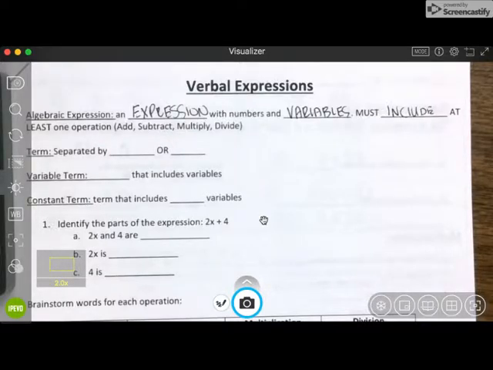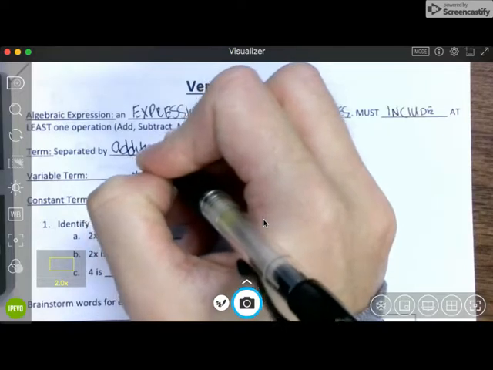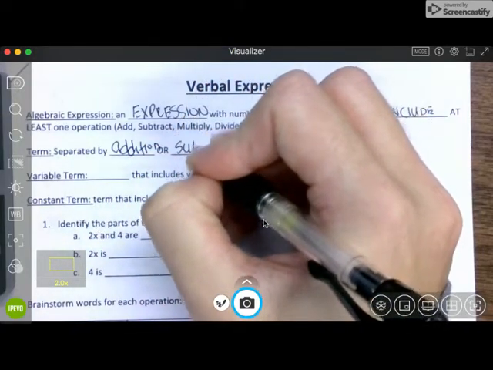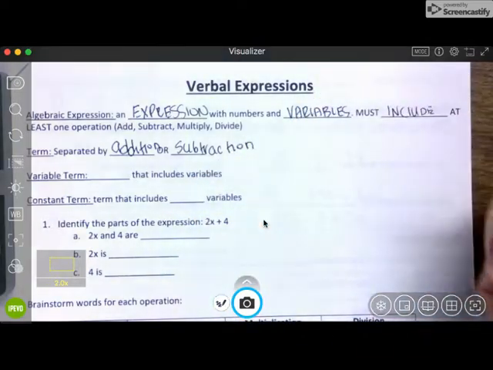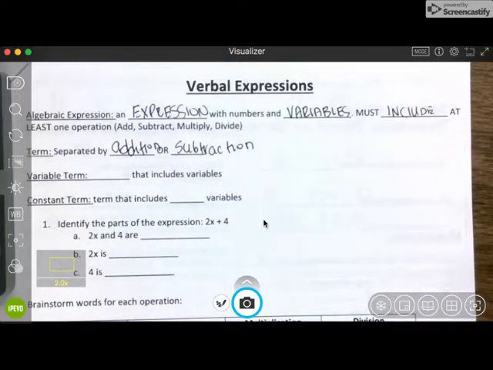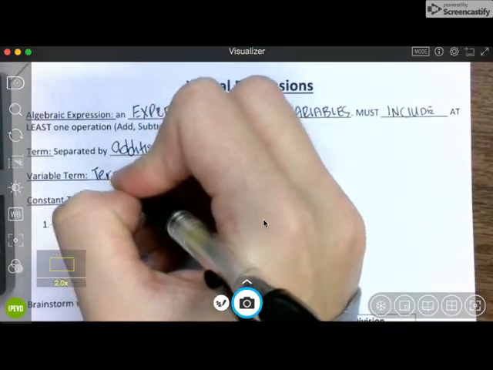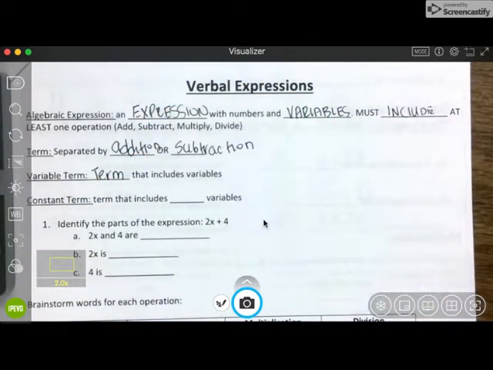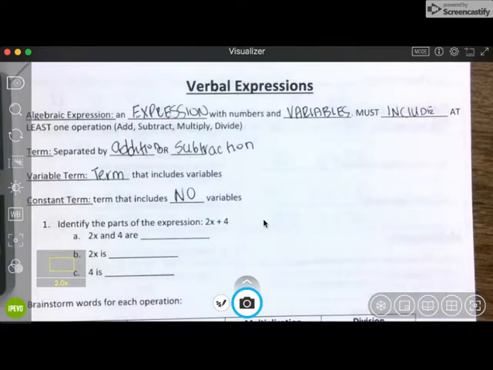Okay? Within an expression, there are things called terms. They are separated by addition or subtraction. Those are your options. Addition or subtraction. Okay? A variable term is a term that includes variables. A constant term is a term that includes no variables. I know, I'm fancy. Ready?